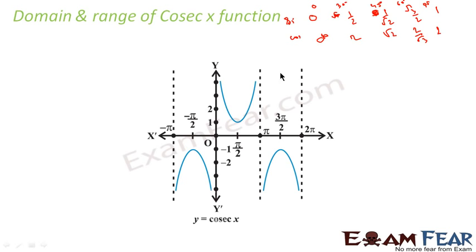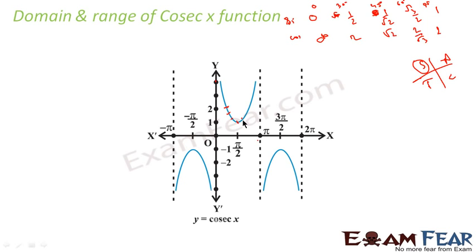So if you see, cosec of 0 is infinity. Cosec of 30 is 2, cosec of 45 is root 2, cosec of 60 is 2 by root 3, and cosec of 90 is 1. These are the values. And in the second quadrant, from pi by 2 to pi, sine is also positive, so cosec will also be positive, because cosec is nothing but 1 by sine. So this part is all positive.